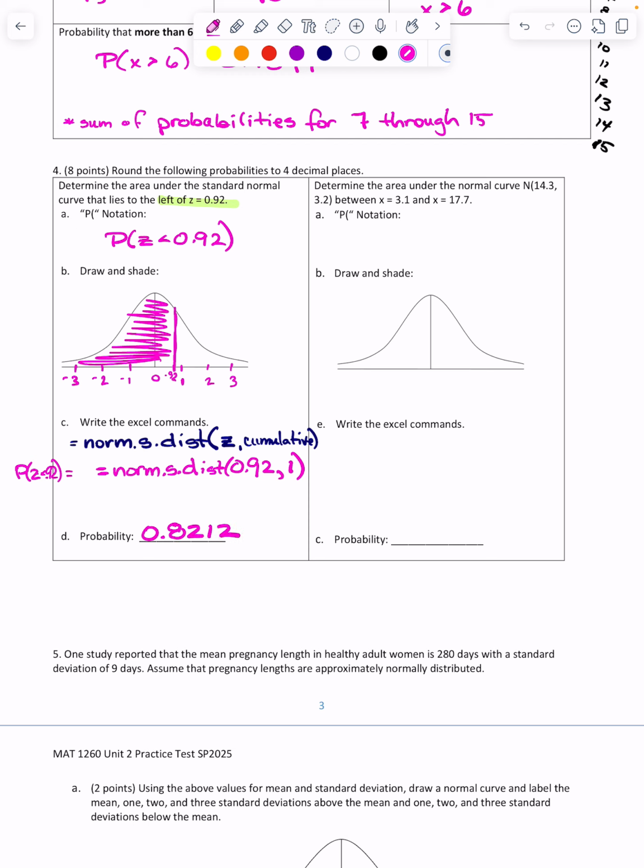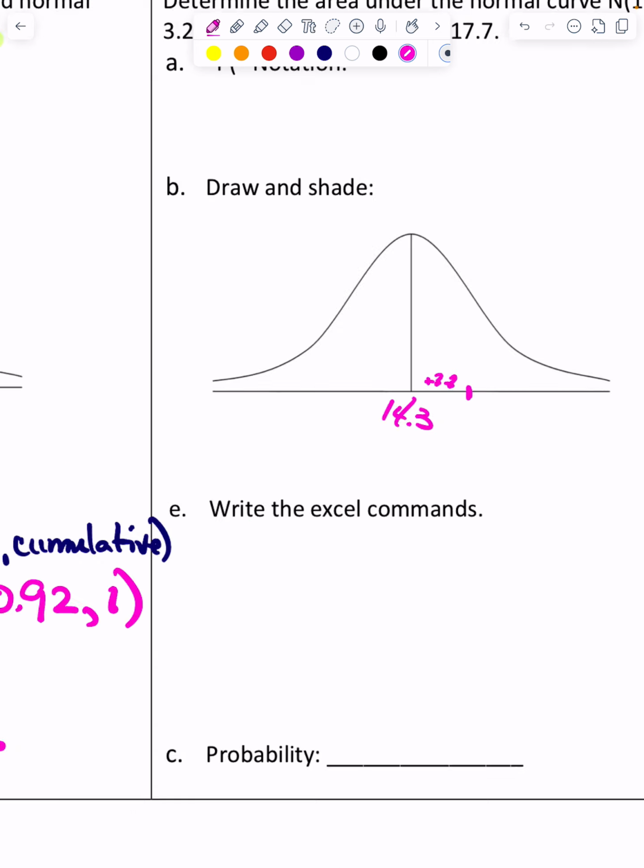The second part of this is different. And you notice I skip over A, I start with B, because for whatever reason, for me, that just kind of helps me put things into perspective. So when it says N(14.3, 3.2), that is a normal distribution with a mean of 14.3 and a standard deviation of 3.2. So that means as I go up one standard deviation, I'm adding 3.2.